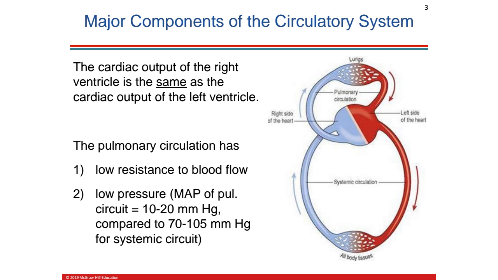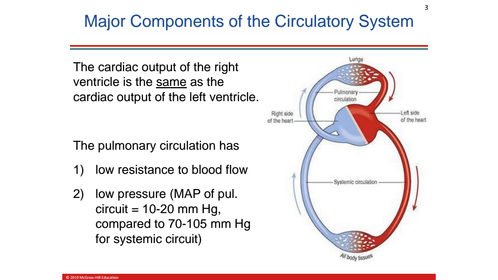The pulmonary circuit doesn't require quite as high a pressure. So the mean arterial pressure of the pulmonary circuit is only 10 to 20 millimeters of mercury. So it's much lower, by roughly a factor of 5, compared to the systemic circulation.